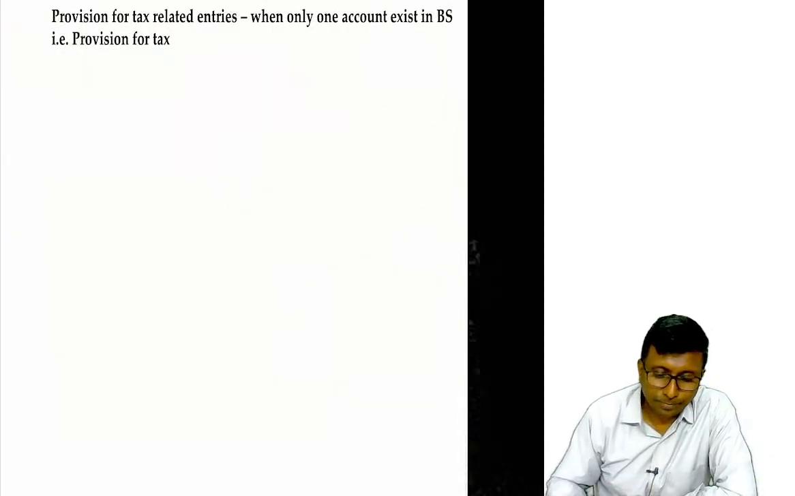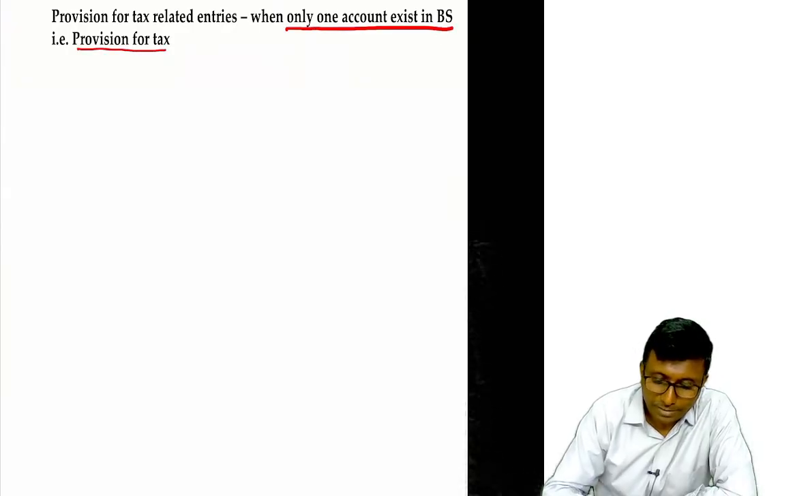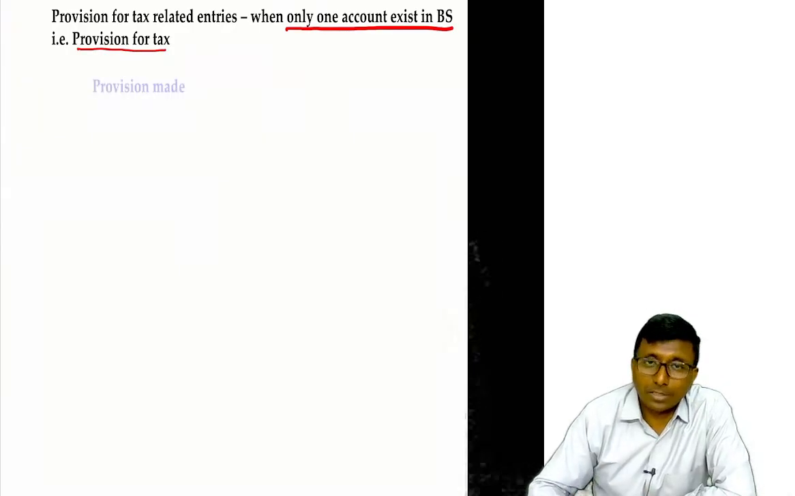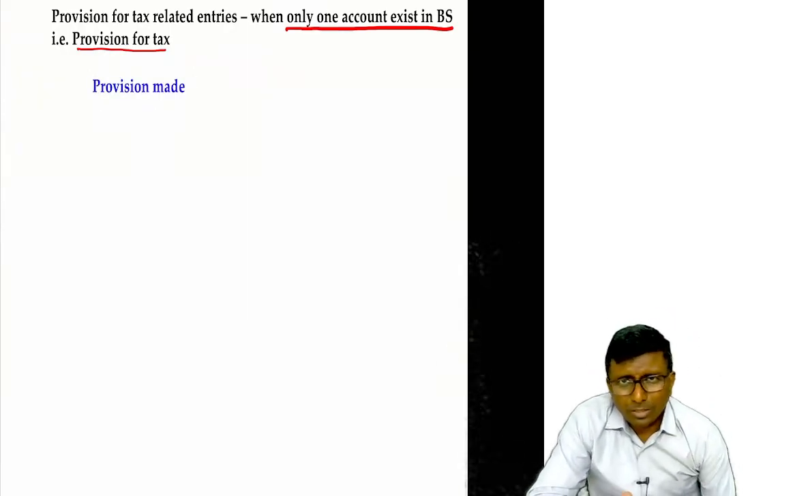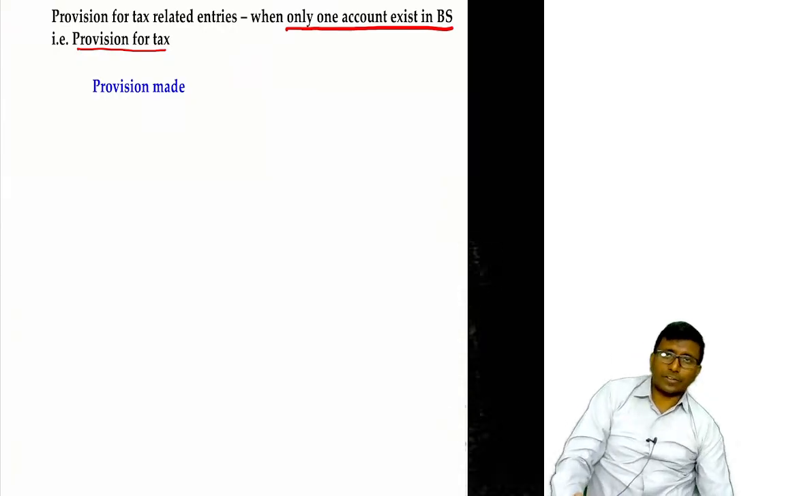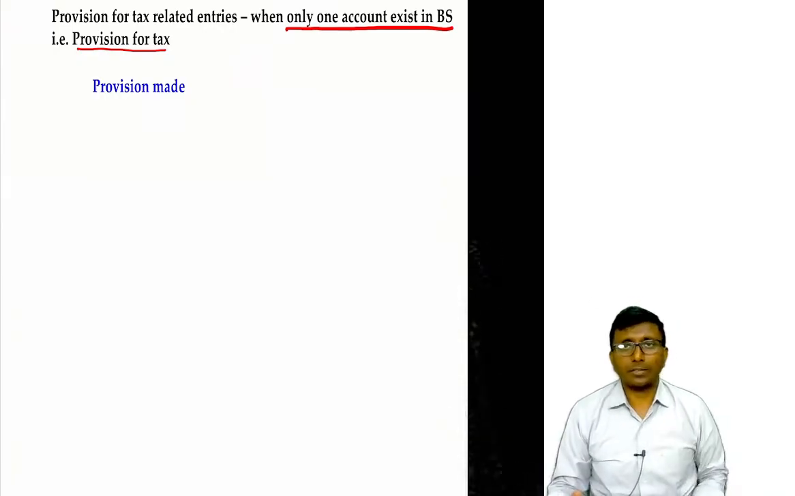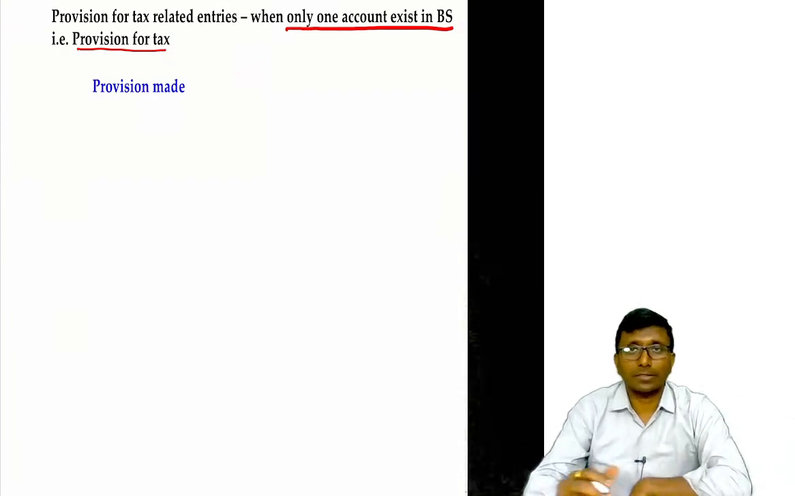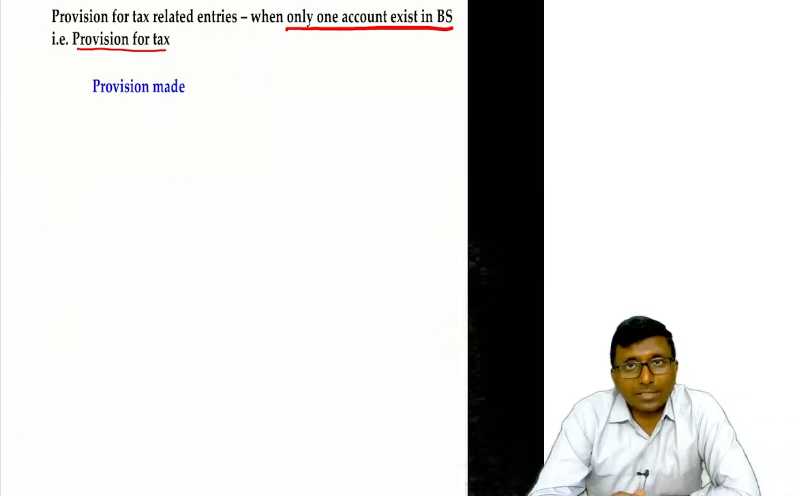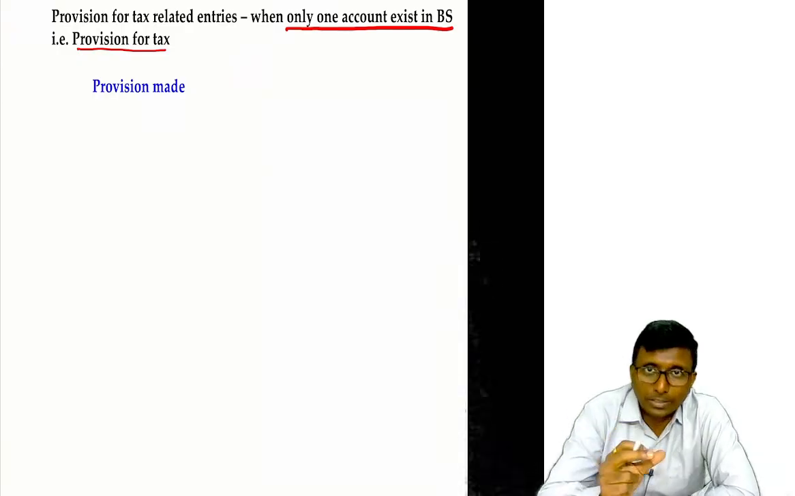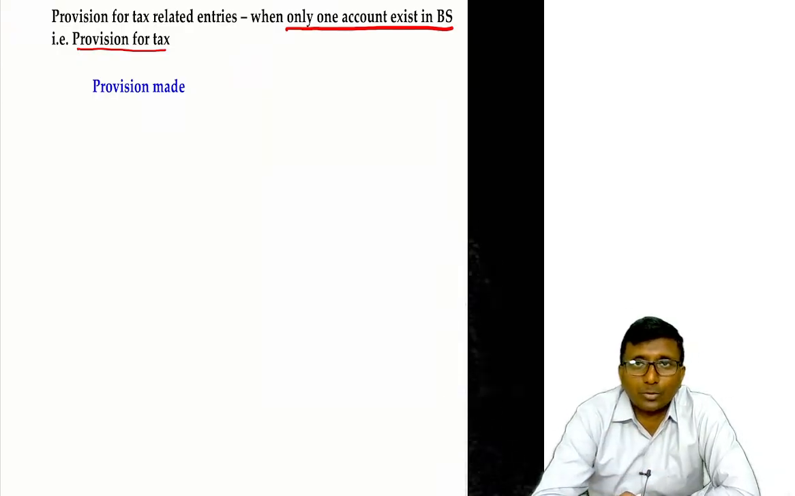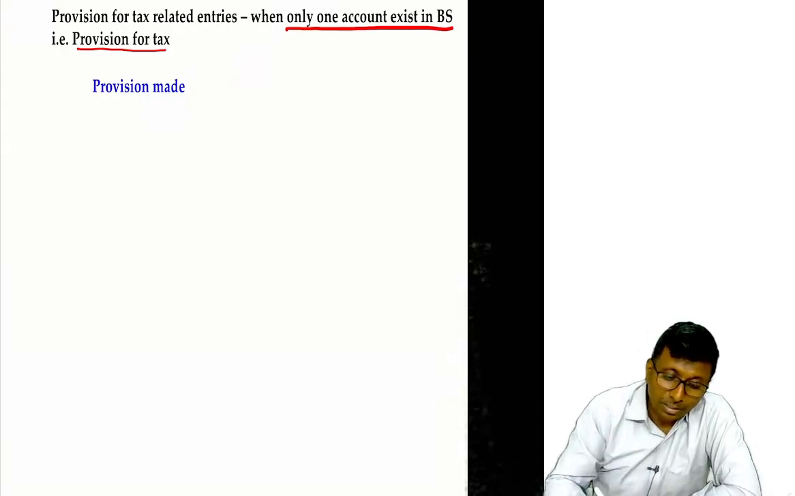Let's come here. What did I say? We have only one account in the balance sheet, which is provision for tax. Under that circumstance, now what do you do? Provision is made. Provision means you have to make a payment. When you earn profits, are you supposed to pay taxes or not? Yes, you have to pay taxes. How to calculate it, the tax teacher will explain. I will say how to account for it. After computation of your tax, one number will come. That number, how do I account for it? That much only I will be explaining to you.